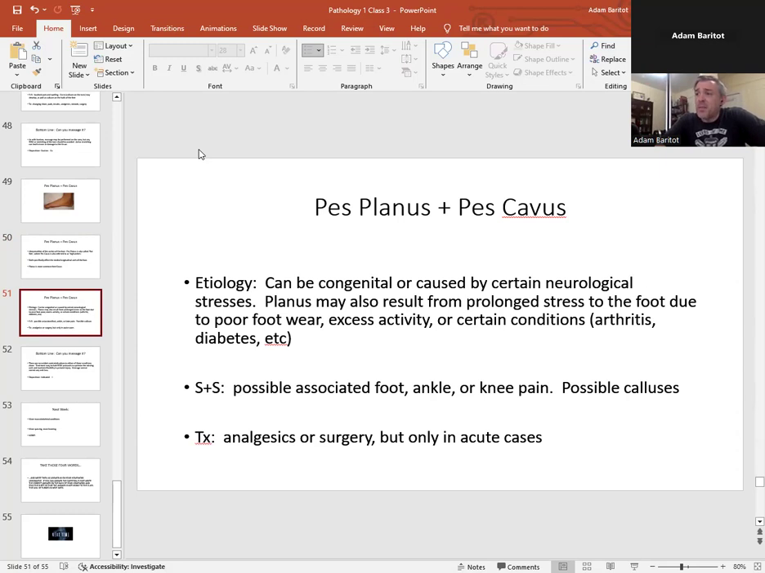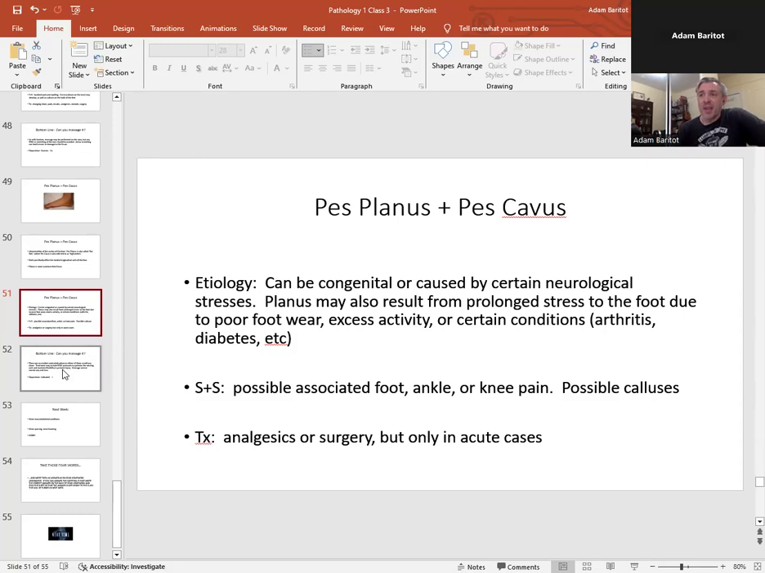There may be some possible foot, ankle, or knee pain or some possible calluses, but neither of these conditions is inherently damage. It is merely a deviation of structure. Flat feet can lead to more shock up the legs, as can high arches. So there is the risk of further injury, but not exactly. Analgesics or surgery advised, but only in the most acute cases for these conditions.